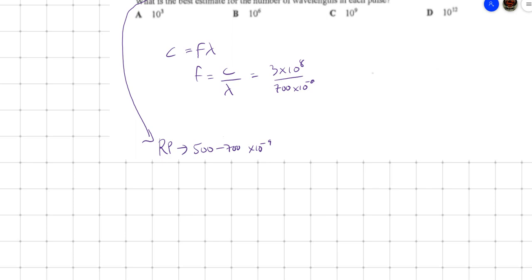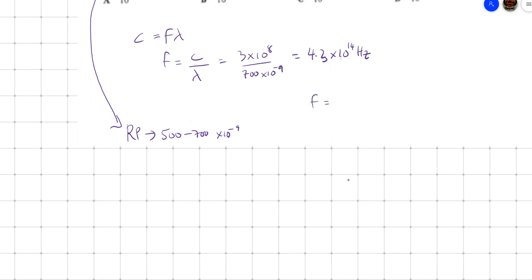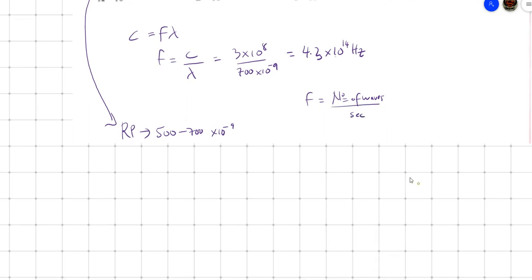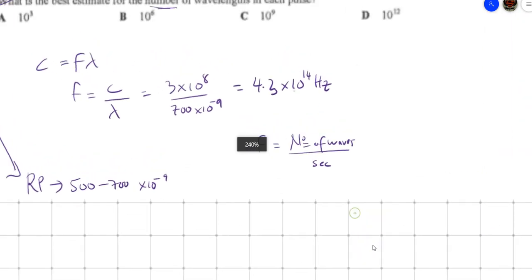Times 10 to the power -9. Then plug this into your calculator, and this will give you an answer of 4.3 times 10 to the power 14 hertz. Then we know that frequency is the number of waves per second. The question says how many waves we have, so the number of wavelengths.